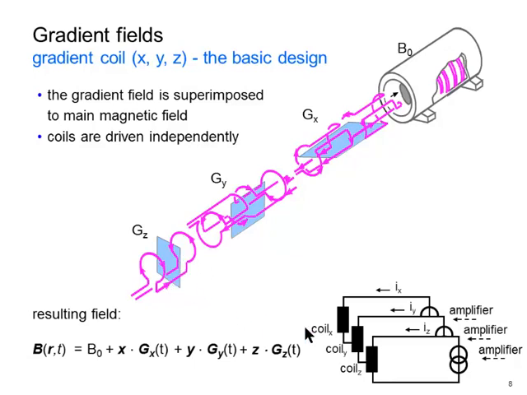Each individual coil is connected to an individual amplifier, which is steered by the spectrometer. And this allows us to switch arbitrarily in space and time, manipulating the corresponding fields, so that we are able to achieve oblique gradients. We are able to switch any waveform we like nowadays.